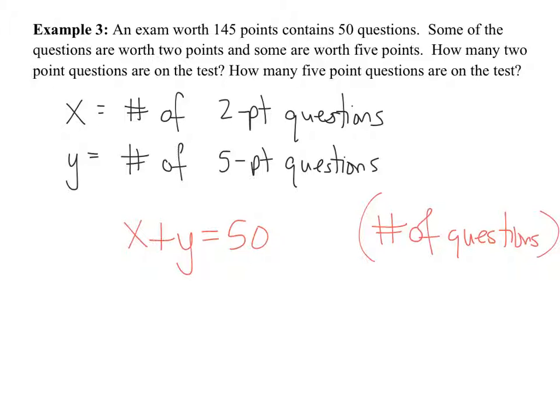What are the units of 50? Questions. X amount of questions, right? Number of questions. Y questions. So some amount of questions plus another amount of questions equals a total of 50. That's the easier equation. The other one, what do we have to do for the other one?